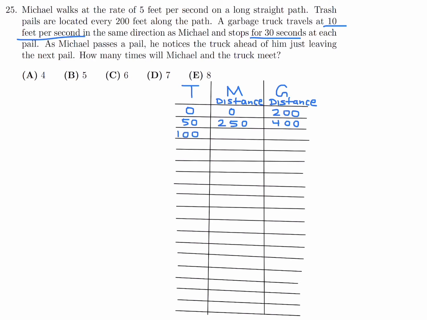Now let's get to the next 50 seconds. Now the clock is running. The cumulative time is 100 seconds. Michael just keeps walking. He covers another 250 feet. Now he's at 500 feet.